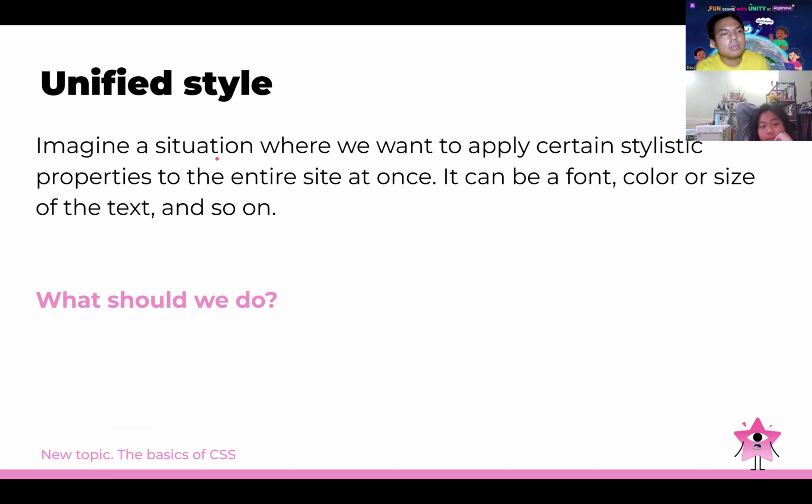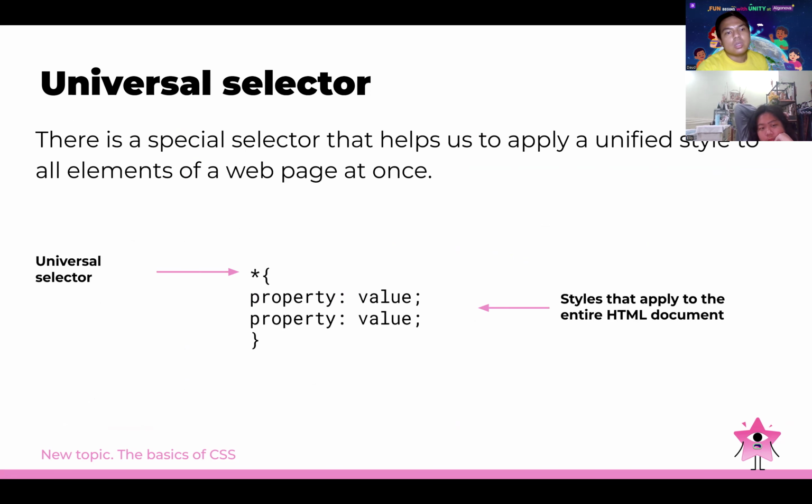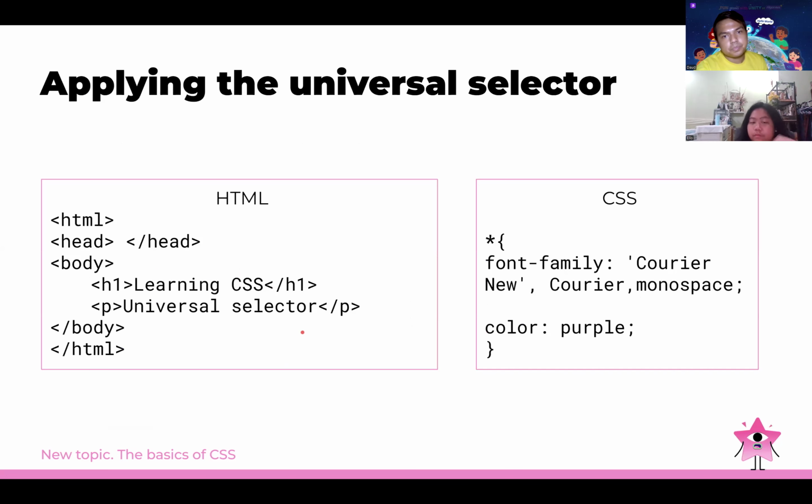Now, unified style. Imagine a situation where we want to apply certain stylistic properties to the entire site at once. It can be a font, color, or size. So there's a universal selector. You can use the asterisk here, so it will design the whole HTML document. It will change the font family and also the color.